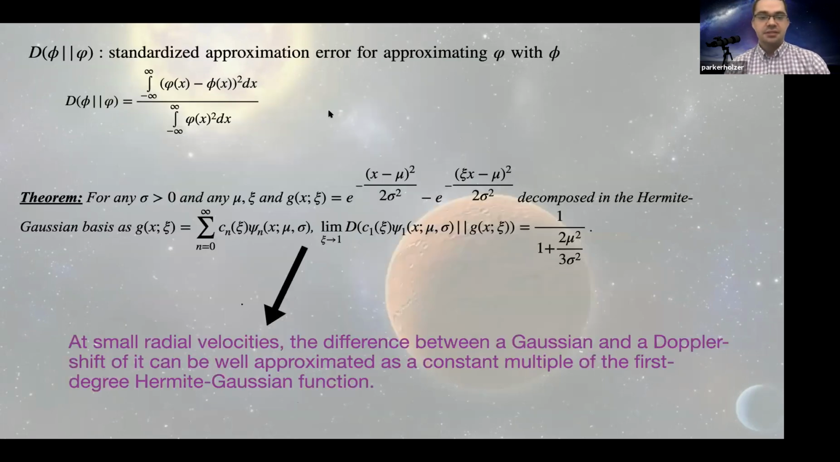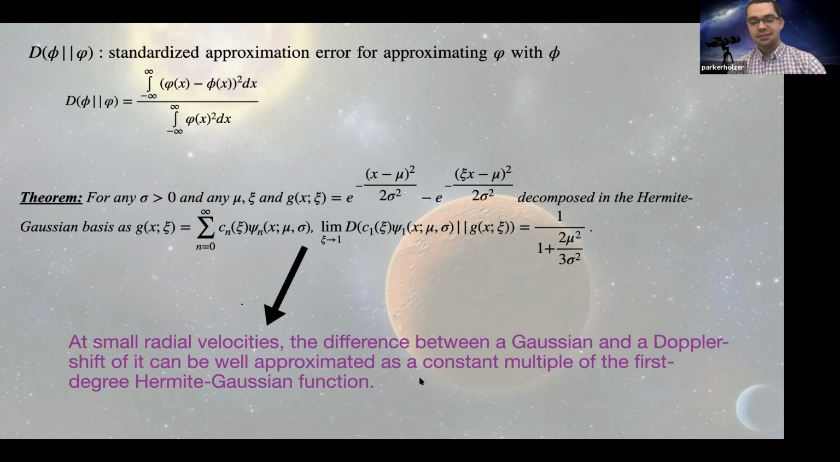I also need to define some other things like what I've called standardized approximation error here. And there's a theorem that quantifies some things, but I'll save you some time and just state what this theorem means in the context of exoplanet detection. It basically means that at small radial velocities, which is true for most exoplanets, the difference between a Gaussian, which is representing absorption features here, and a Doppler shift of that Gaussian can be well approximated as a constant multiple of the 1st degree Hermite-Gaussian function.